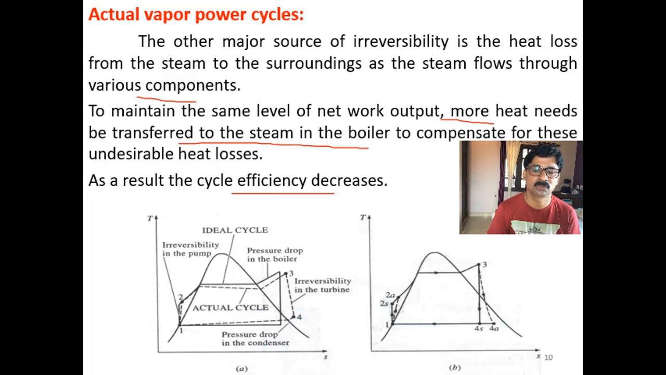Now to summarize, there is pressure drop in the boiler, pressure drop in the condenser, pressure drop in the piping connections, and heat loss in the piping connections. So pressure drop leads to the requirement of a large size of pump and large pump work input, and this heat loss in various devices and the piping connections means more heat has to be transferred to the steam in the boiler.